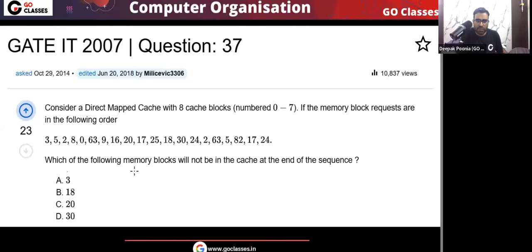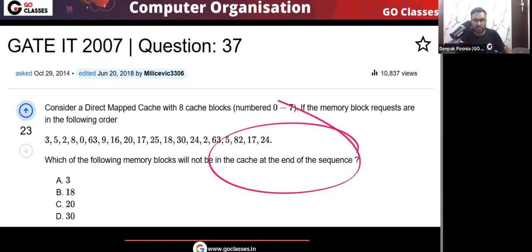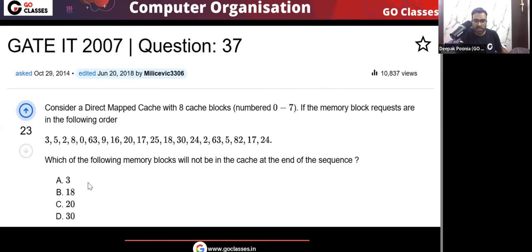Which of the following memory blocks will not be in the cache at the end of the sequence? At the end of this sequence, which of these main memory blocks, these are the block numbers, will not be present in the cache memory?